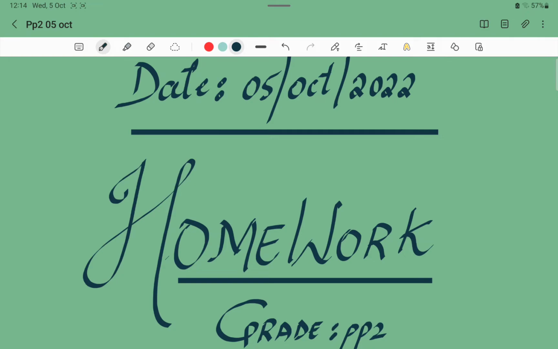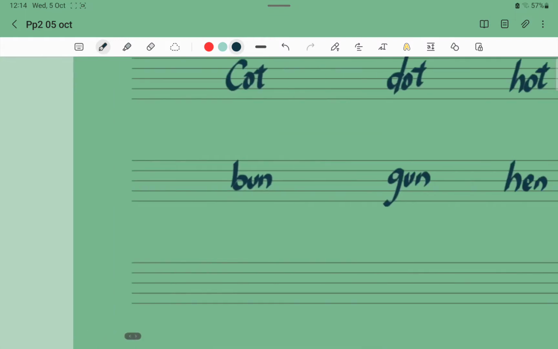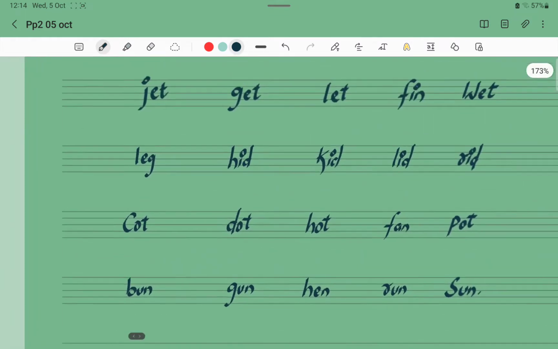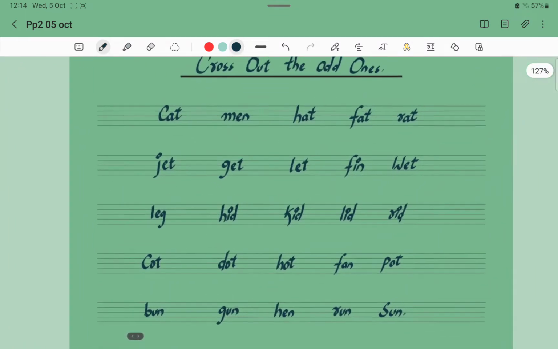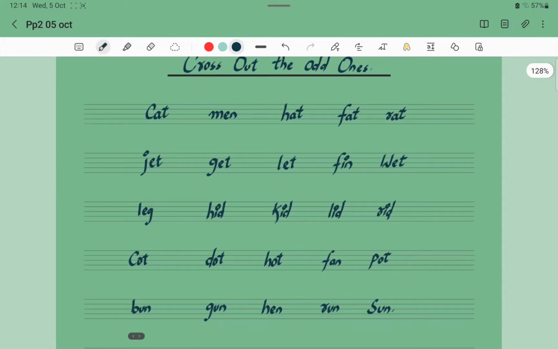Okay students, let's learn how to do today's homework. So let's start our homework with the English subject. Students, in English subject, you have to cross out the odd ones. Here, whatever the words are odd, you have to cross out.